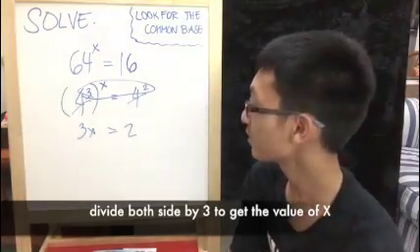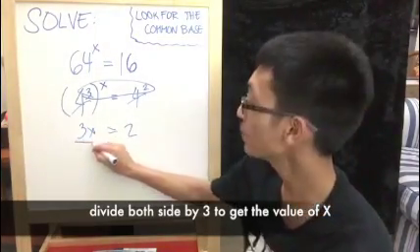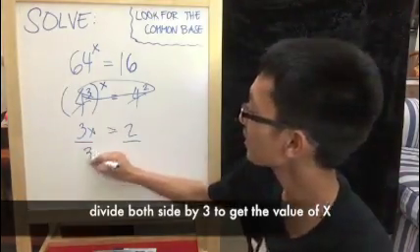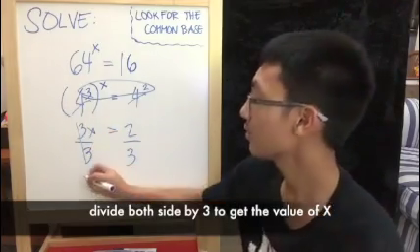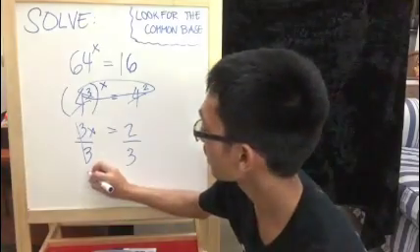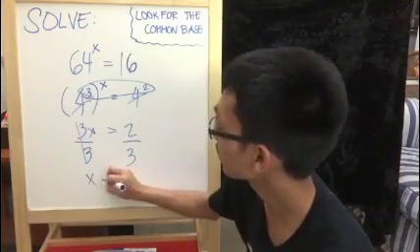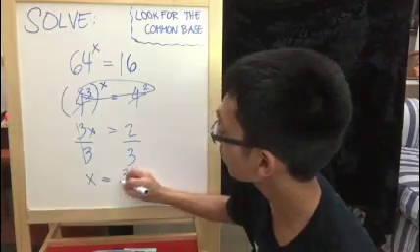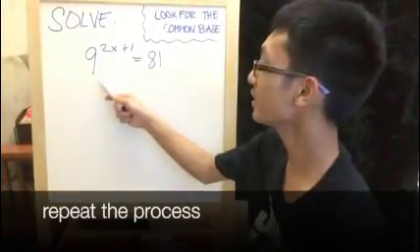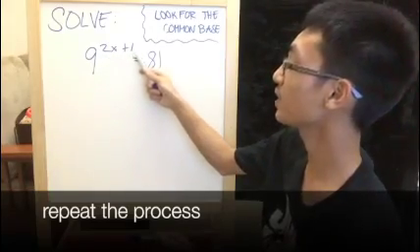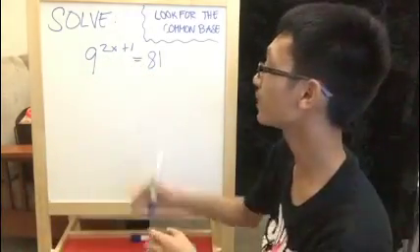We're not yet done. We need to divide both sides by 3. Then the final value is x is equal to 2/3.